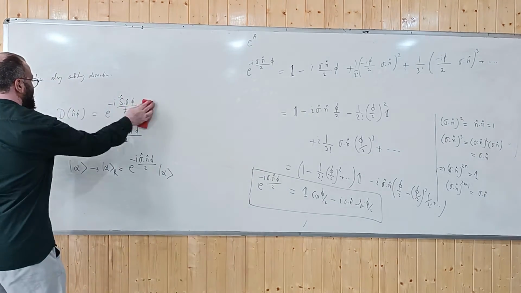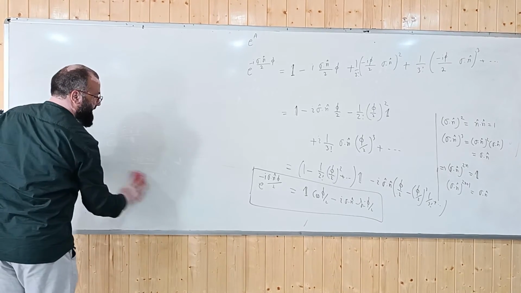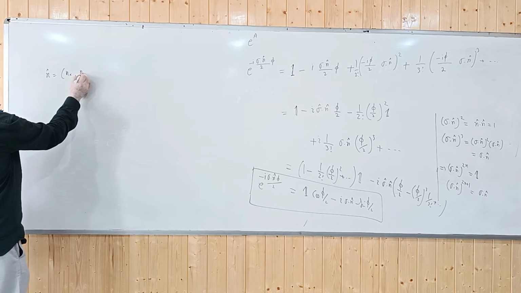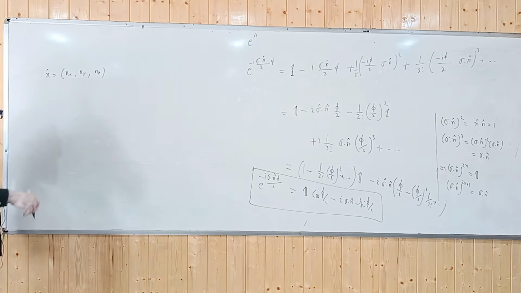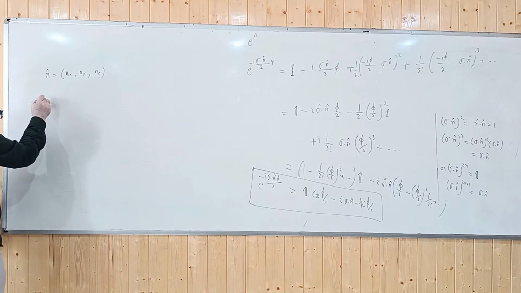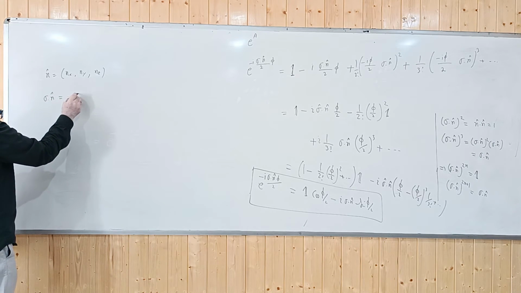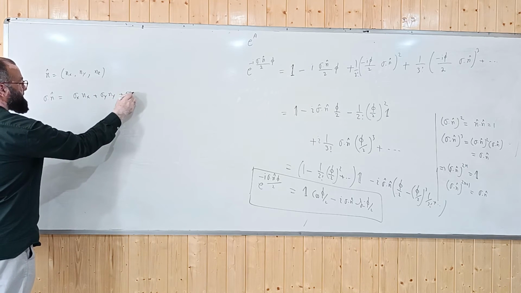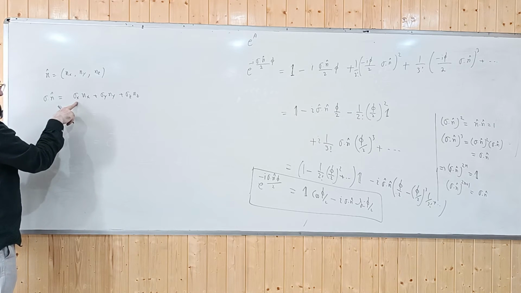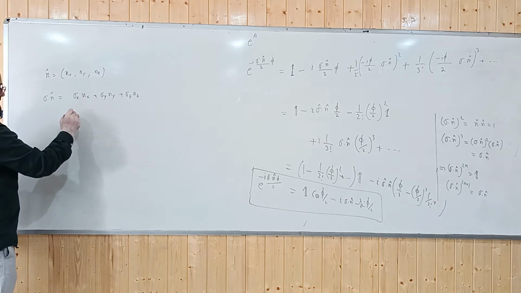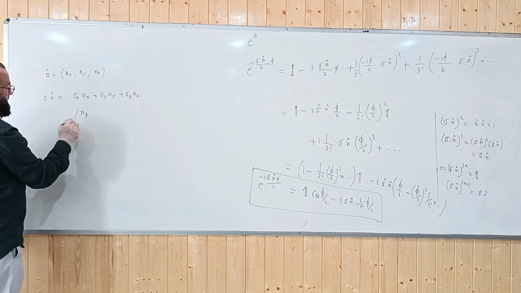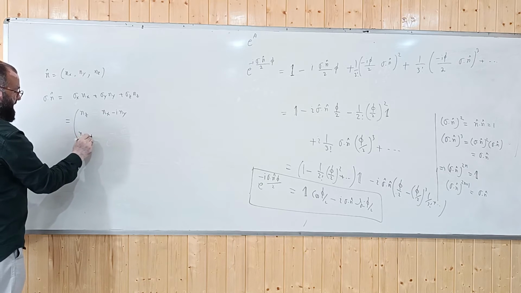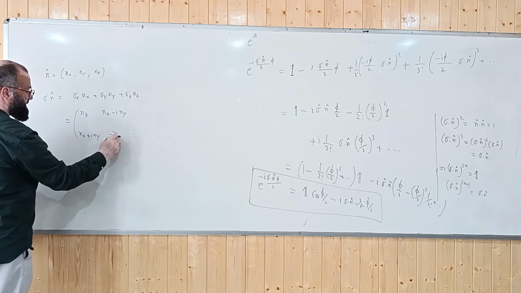Let me write it explicitly as a matrix. If I take n equal to nx, ny and nz, these are the unit vectors along x, y and z direction. What will be sigma dot n? It will be sigma x nx plus sigma y ny plus sigma z nz. What is sigma x? 0, 1, 1, 0. So it will be nz, nx minus i ny, nx plus i ny, then minus nz.